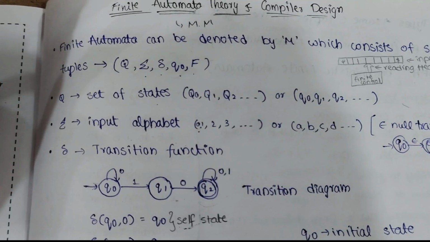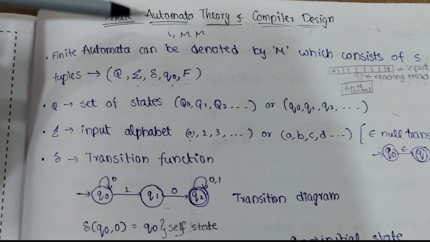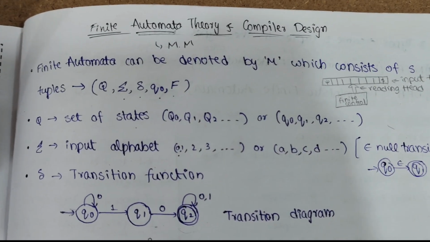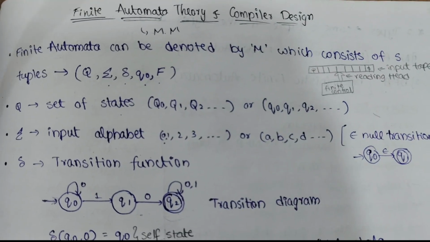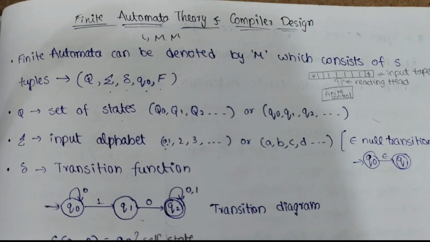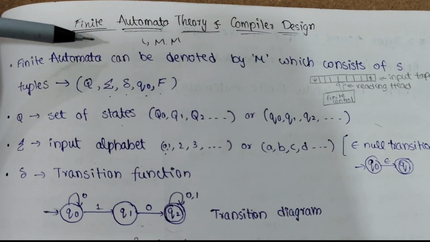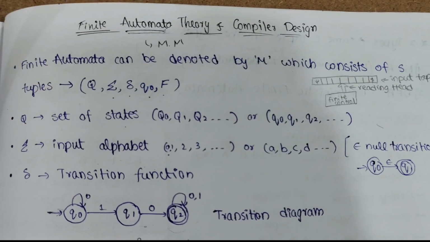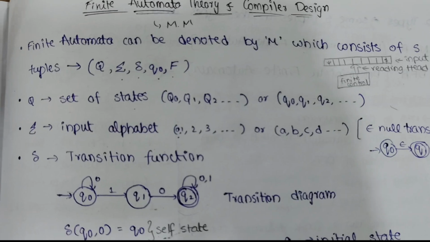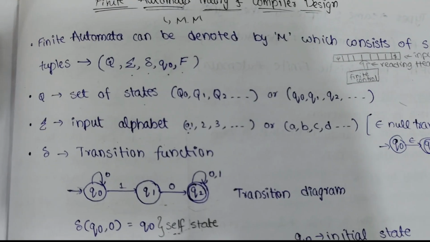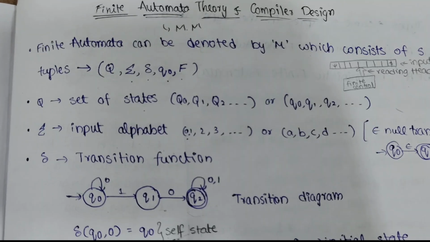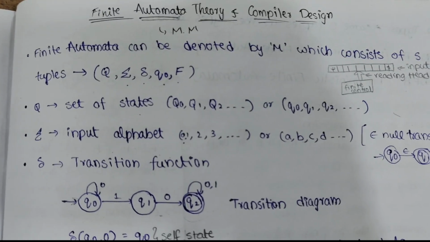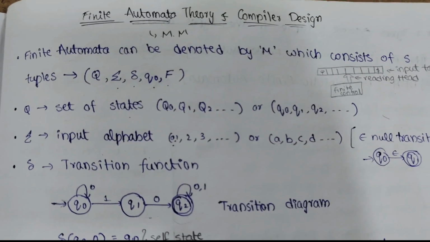So today I'm going to introduce the topic finite automata, just an introduction. Basically, a finite automaton is a mathematical machine, and it consists of a finite number of states. Even the word itself says that it consists of a finite number of states. It is going to read an input string. How does it read an input string? It reads the input string symbol by symbol and decides whether to accept or reject that string.